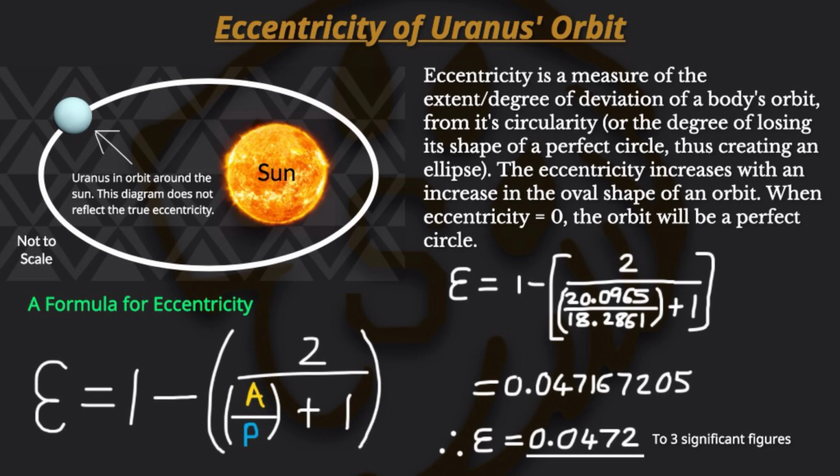That's 1 minus 2 over 20.0965 over 18.2861 in brackets plus 1, which will give you 0.047167205, where the eccentricity epsilon will be equal to 0.0472, correct to 3 significant figures for accuracy, which means it's actually very close to a circular shape, not what you're seeing on that diagram there. That one is more of an oval shape, but with this value it's close to a circular shape.